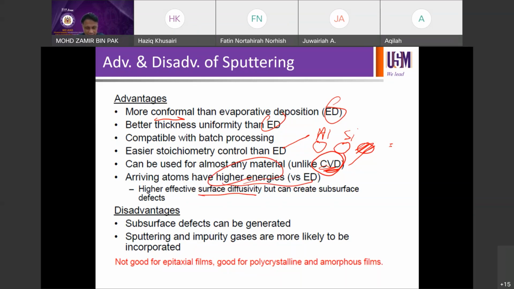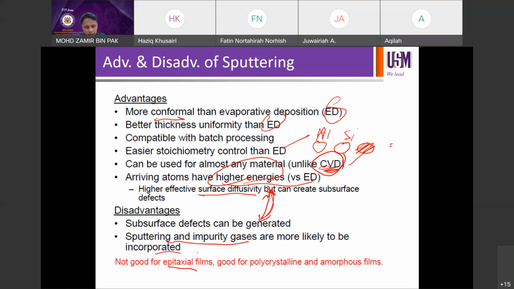Disadvantages: subsurface defects can be generated due to the high energies. Same point, but the opposite side. In sputtering, impurity gases are more likely to be incorporated. Well, this depends, but the possibility is there. It is not good for epitaxial film, but good for polycrystalline and amorphous film.